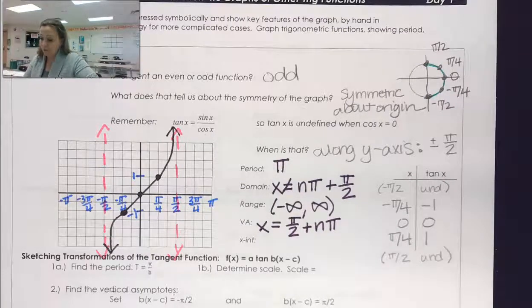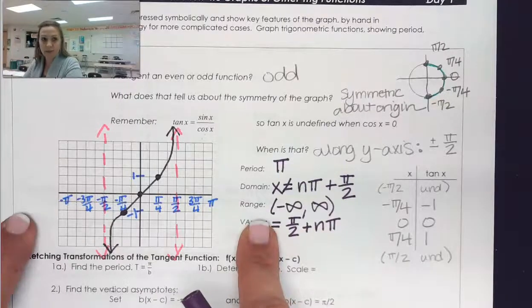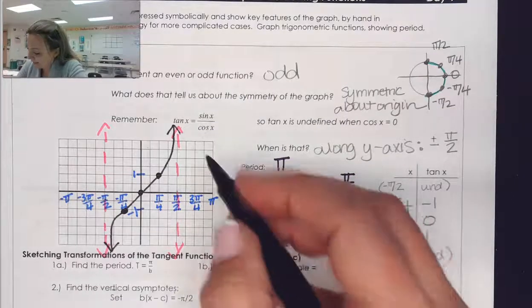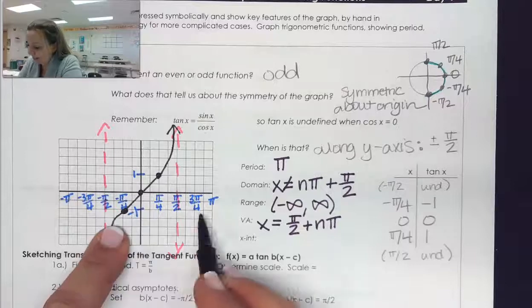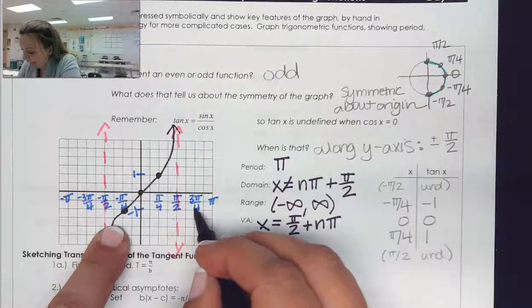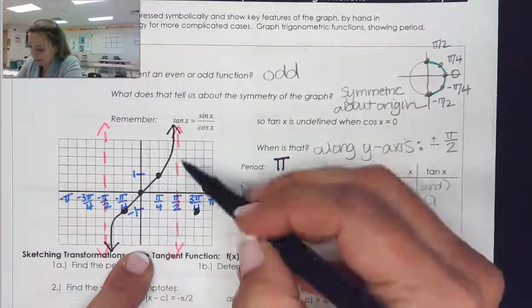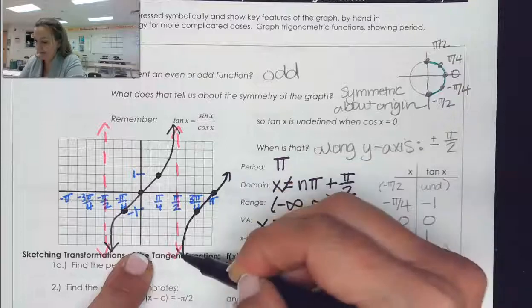So that would continue. So there would be another asymptote at 3 pi halves, another asymptote at negative 3 pi halves, etc. So what would happen is that the pattern would repeat. So notice at 3 pi fourths, we would be at negative 1. At pi, we would be at 0. And then we would continue this way. So it would keep going this way.